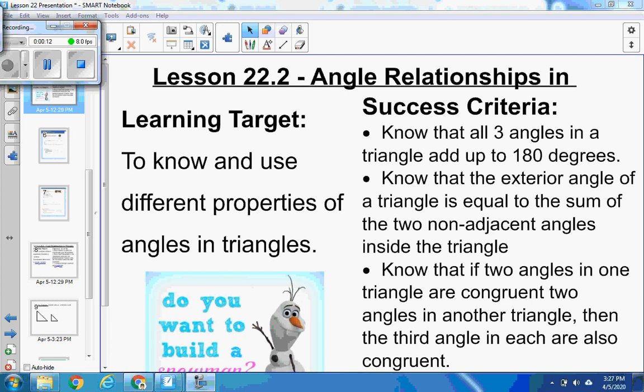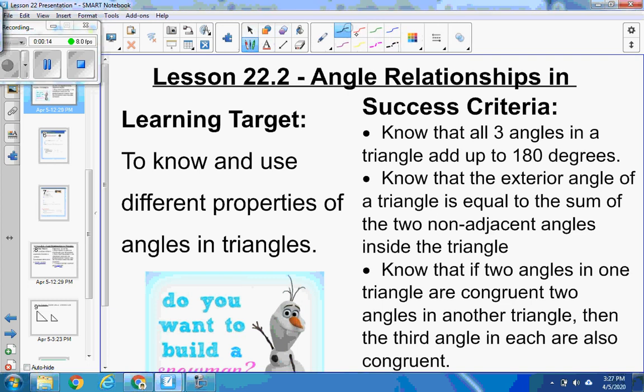We are going to continue our lesson on angle relationships in triangles. So our learning target and success criteria is staying the same as last time here in section 22.2. But we're going to go into some more examples and how we can apply it a little bit more today. So we're still going to make sure we know and use different properties in angles to find missing things.